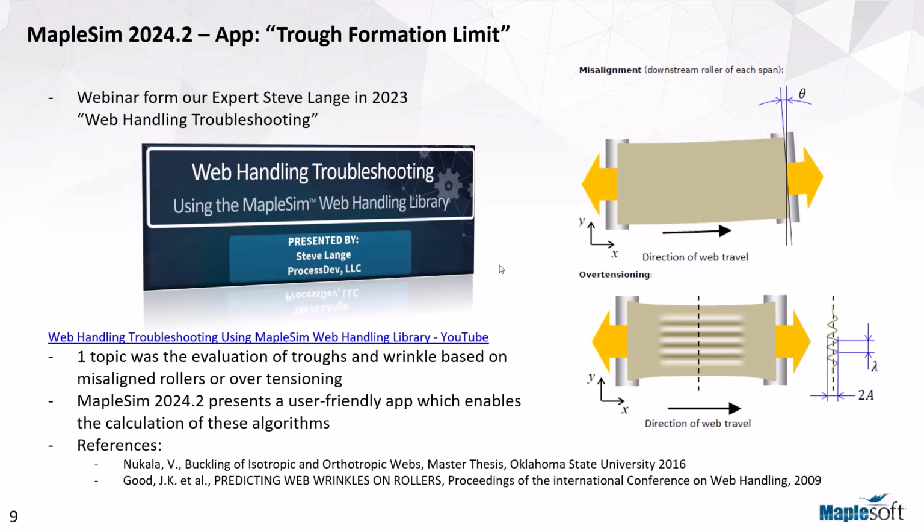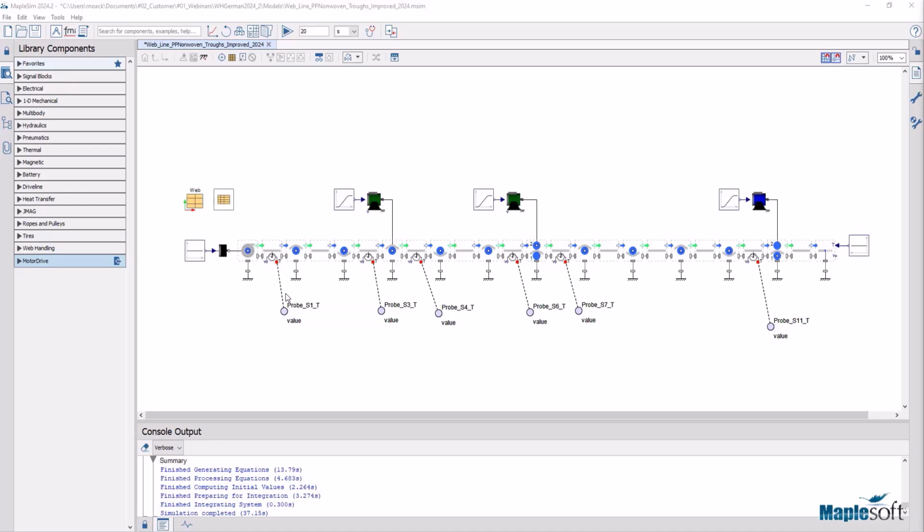If you have created a model of your system in MapleSim, then you can do a post-processing with this app, and do an analysis based on the equations and check your entire line for overtensioning. You can also calculate the maximal allowed misalignment angle before there is a probability to get troughs. I have an example here to demonstrate the capability of this app.